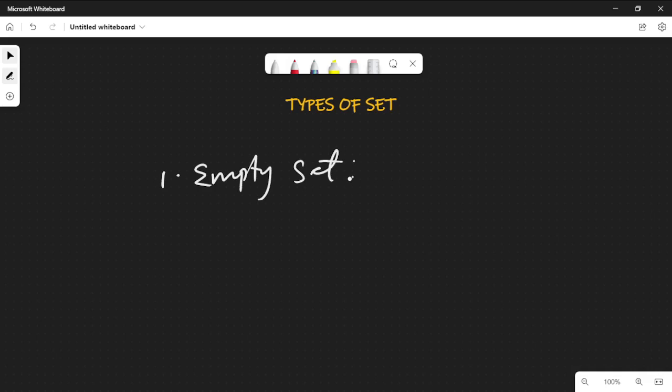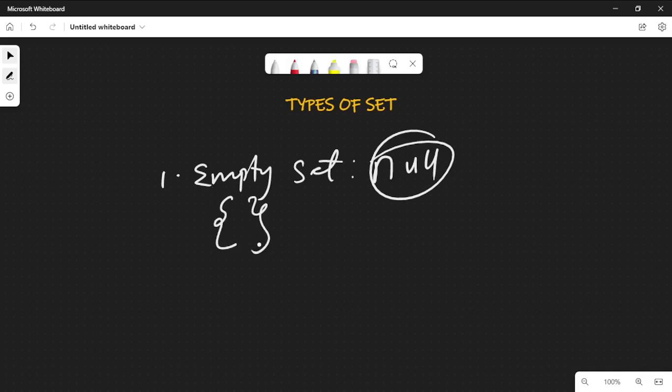What do you call an empty set? An empty set is a set that has no element inside it. It can also be called null set, that is N-U-L-L. You can call it null set, if you don't want to call it empty set. And it is written as this. So this is an empty set. There's nothing inside it.